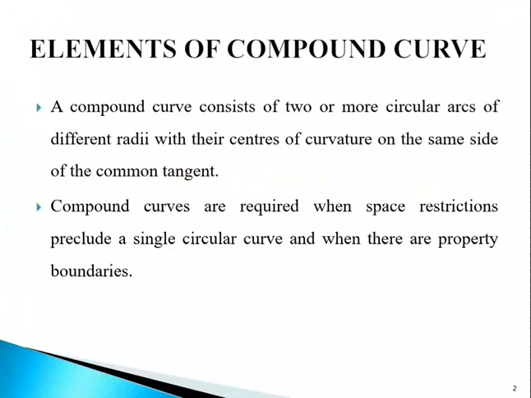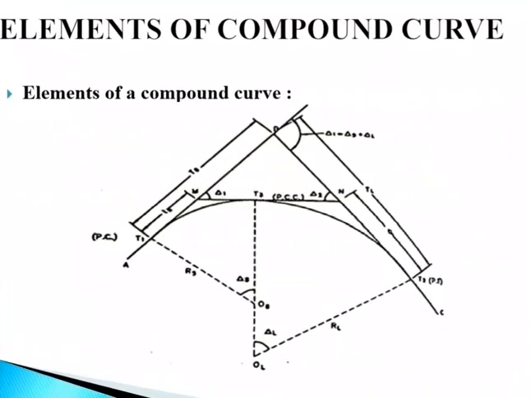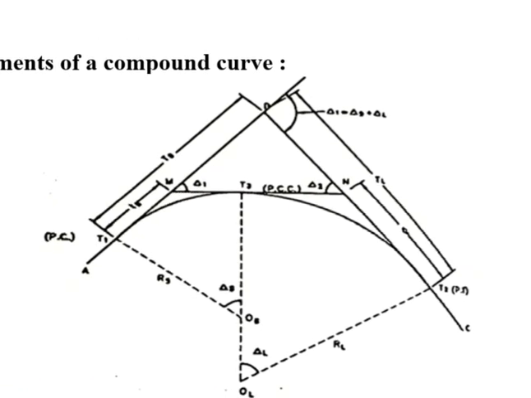A compound curve consists of two or more circular arcs of different radii with their centers of curvature on the same side of the common tangent. Compound curves are required when space restrictions preclude a single circular curve and when there are property boundaries. Let us understand the elements of a compound curve from this figure.